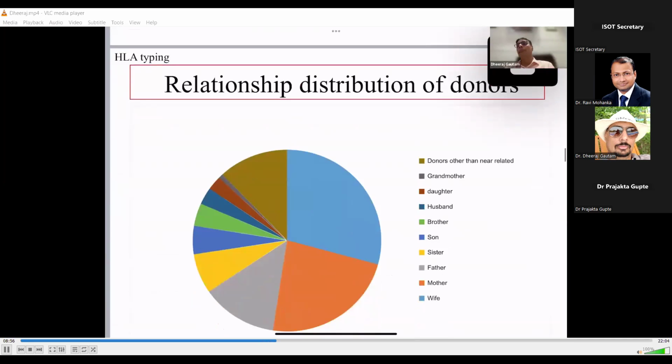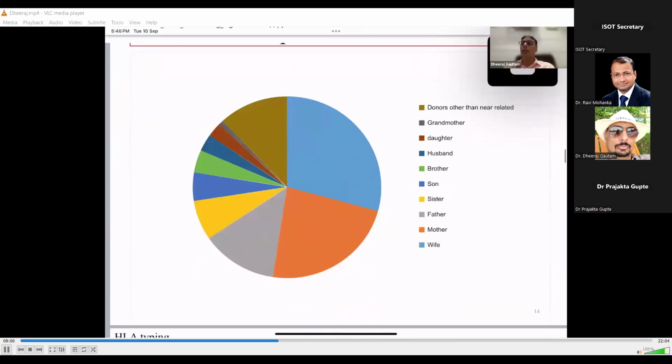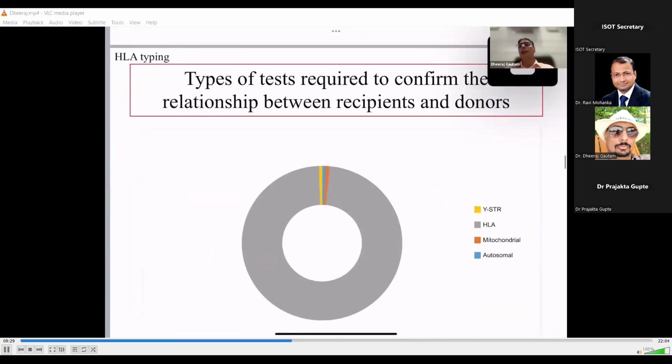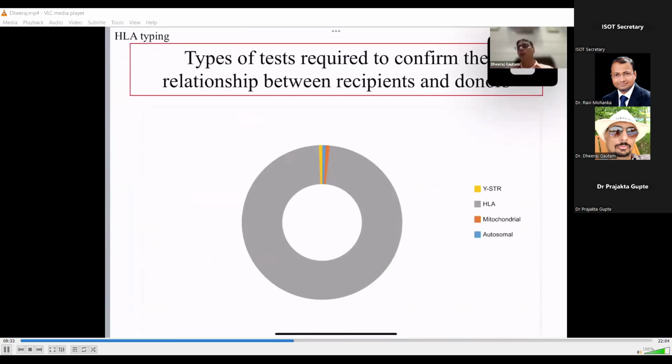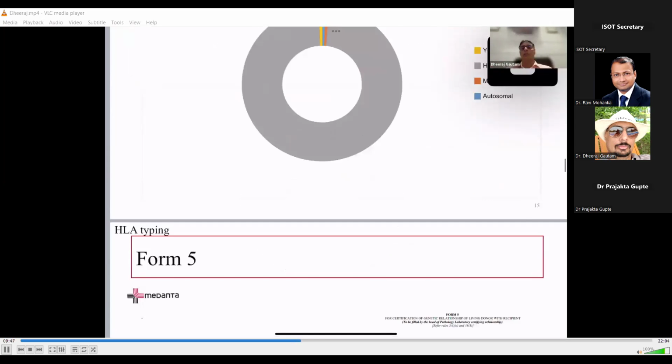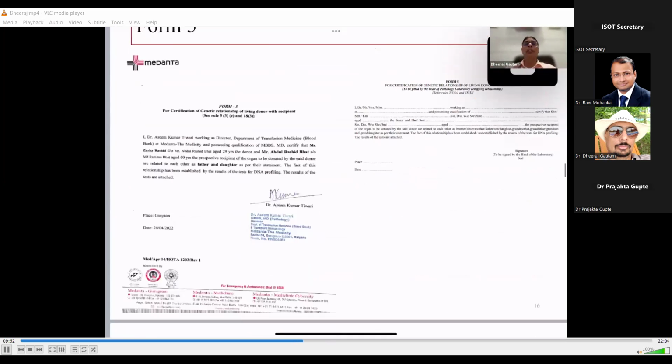In our center at Medanta, which are the donors? 29% are wives, 23% mothers, then 13% sisters. This is the main pool of the donors, which includes especially the wife, grandmother, daughters, husband, brother, son. The tests required to confirm the relationship between recipient and donor are, in 97% of cases, done by HLA, and in 3% of cases by mitochondrial DNA, Y-STR, or autosomal DNA. This is the form we authorize for certification of the genetic relationship of the living donor with the recipient. So we have to prove the kinship.